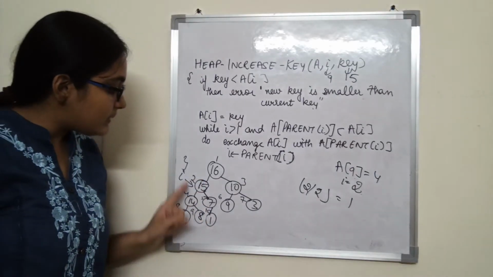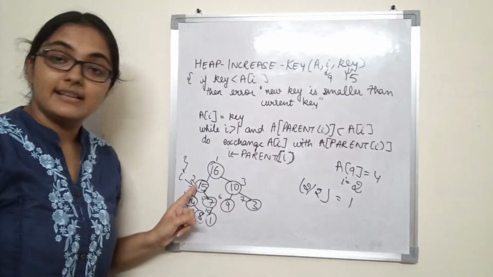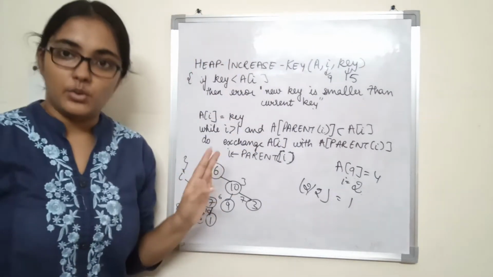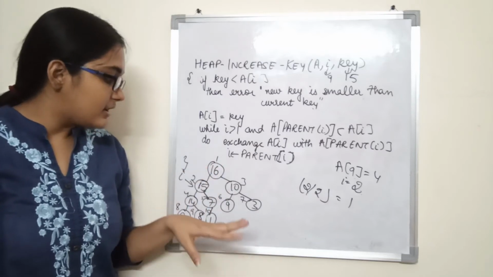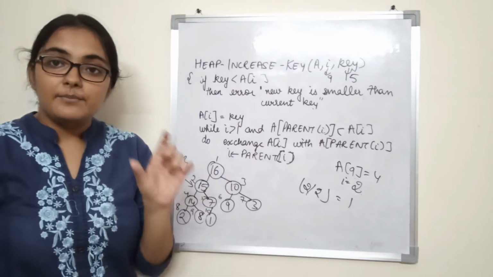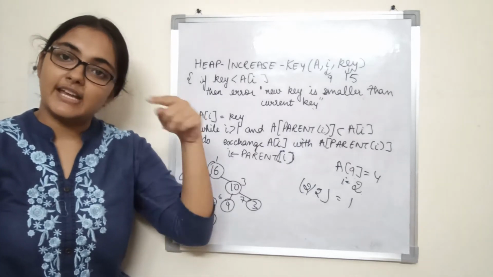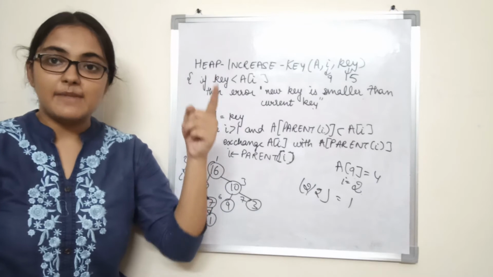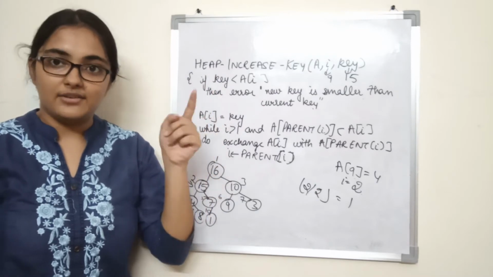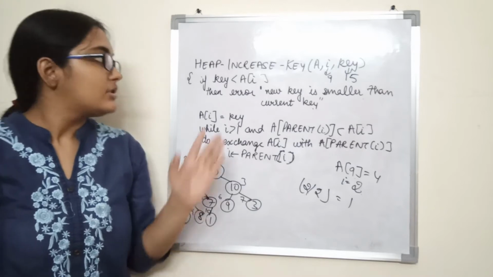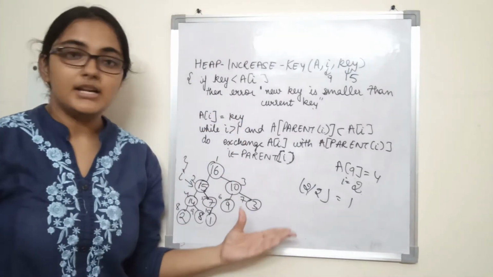So what was the suitable position for the element 15? At i equal to 2, right? So that is how the heap increase key method works, right? We just increase the value of an element and keep on checking it with its parent to see that the max heap property doesn't get violated, right? And the parent doesn't become smaller than the child, right? So that is how the heap increase key method works.